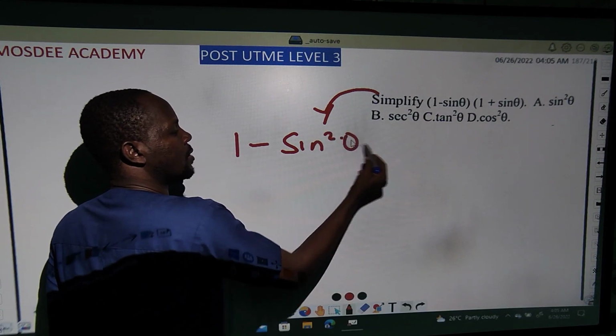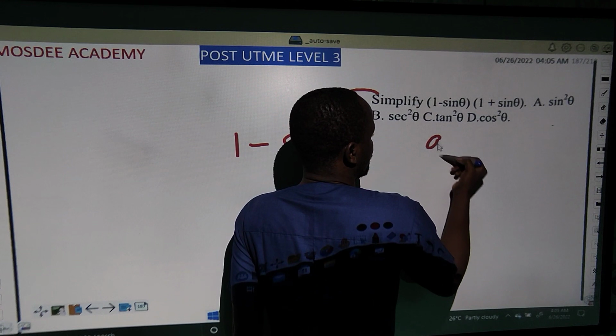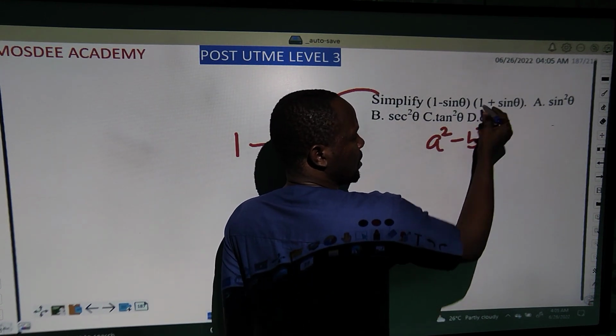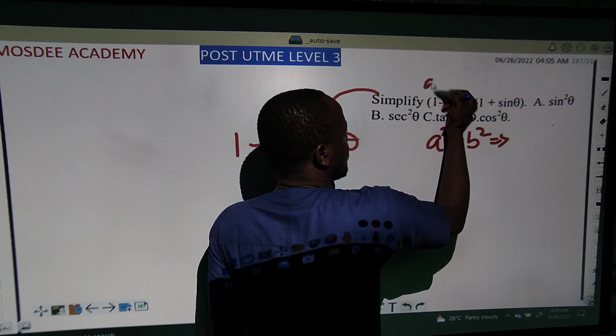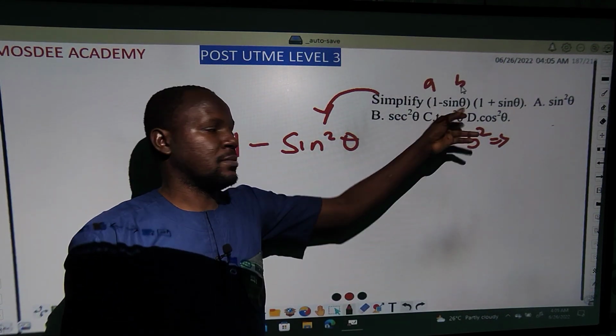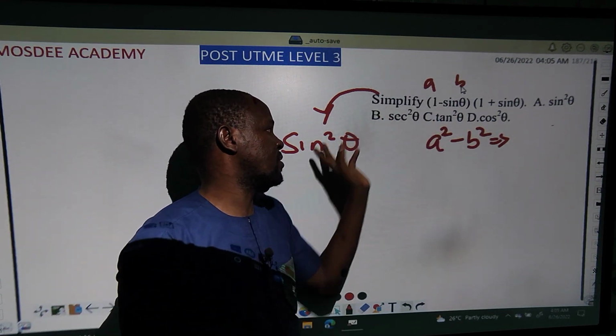1 minus sine squared theta. This is the difference of 2 squares, a squared minus b squared, and it's a minus b, a plus b. What's a here? 1. What's b? Sine theta. So 1 squared is 1, then the other one is sine theta squared, which is sine squared theta.